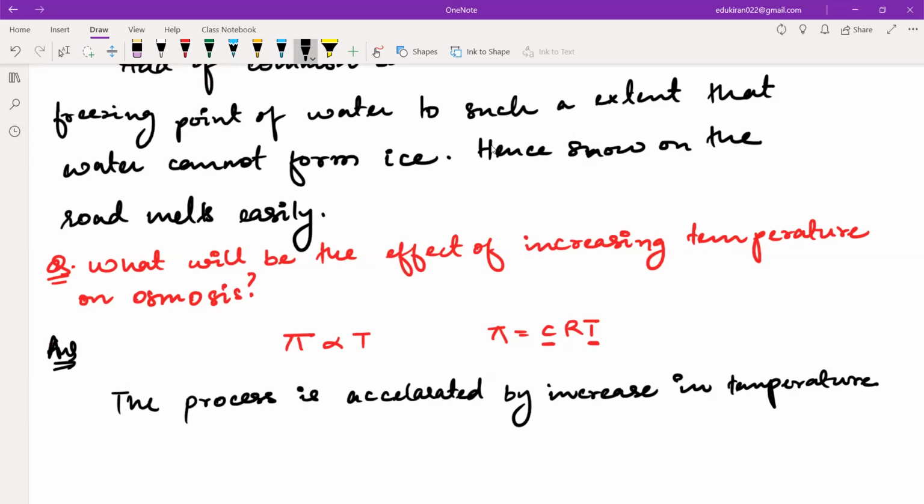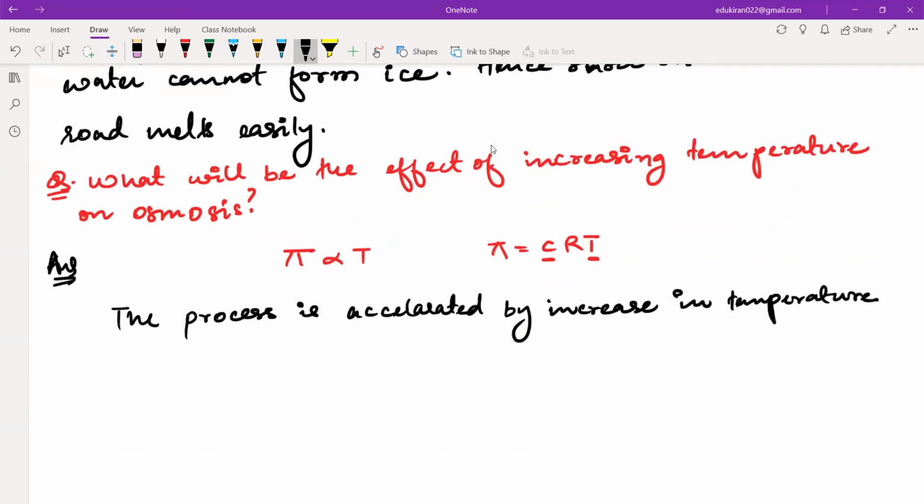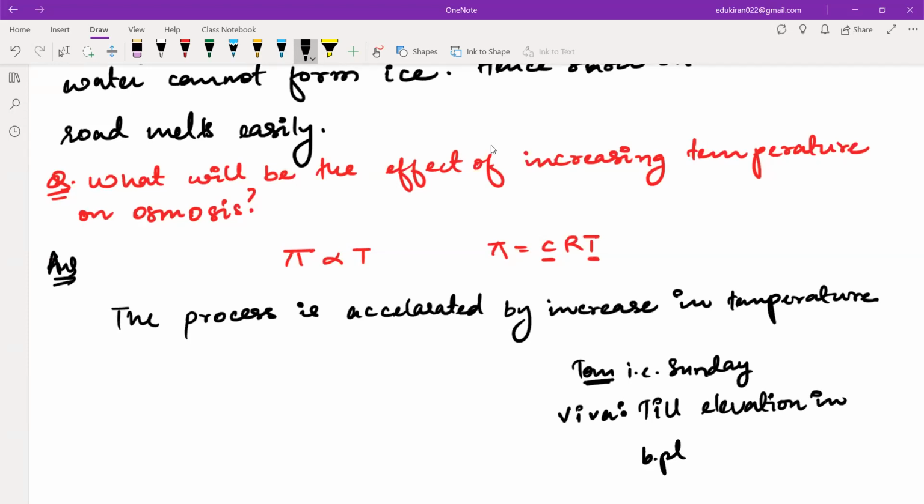Okay. There is one announcement for all of you. Tomorrow, that is Sunday, you will have a Viva. The topics that I will be asking is, I will be asking till elevation in boiling point. Is that clear? Yes or no? Please tell me. Elevation in boiling point. Okay. Fine.